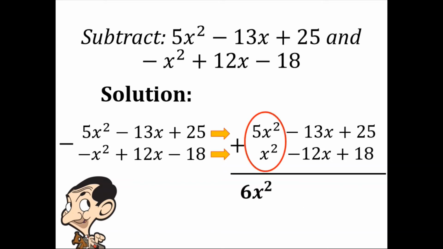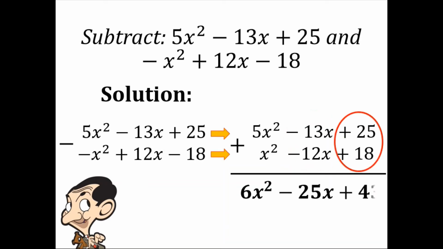5x squared plus x squared is 6x squared. Negative 13x plus negative 12x is negative 25x. That becomes now a minus sign. 25 plus 18 equals 43. Since that's positive, that's a plus sign. So the difference is 6x squared minus 25x plus 43.